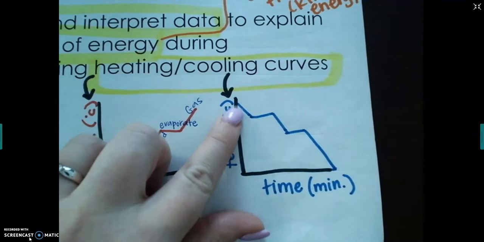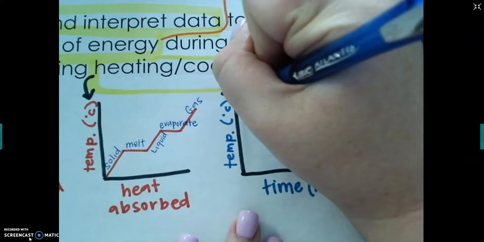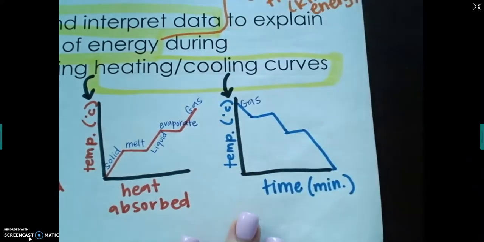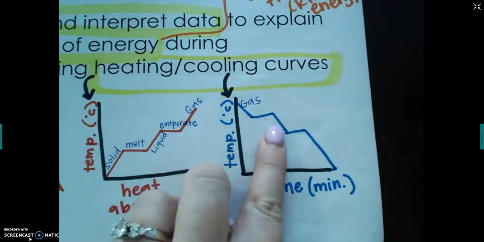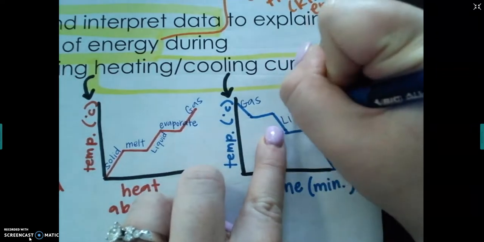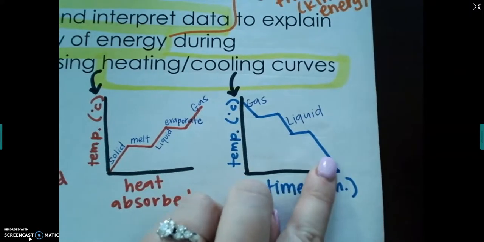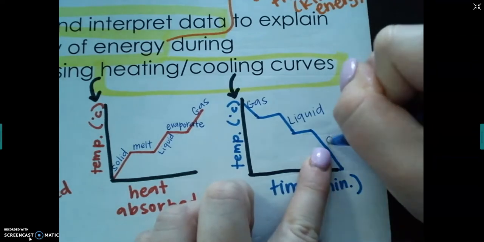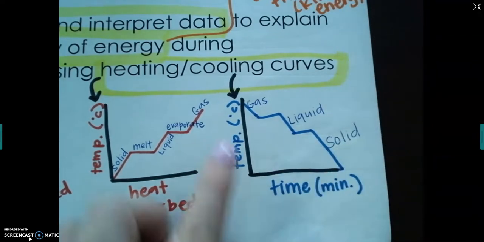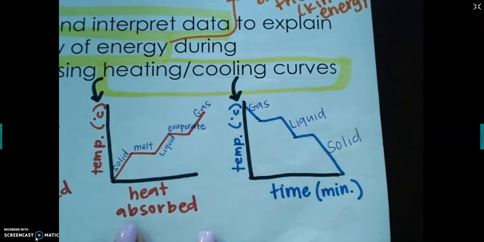We're going to start up at the top with our highest kinetic energy, our highest temperatures. We know this is going to be gas here. When I'm looking at this horizontal line, we'll come right back to that in a second. This diagonal line here is going to be my liquid. And then my last diagonal line is going to be solid. So I've got my three states of matter. Notice they are in the opposite order as my heating curve.